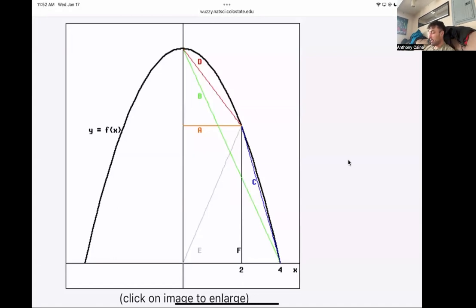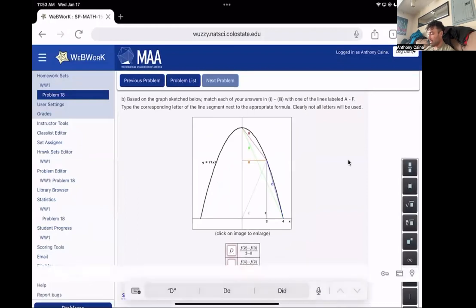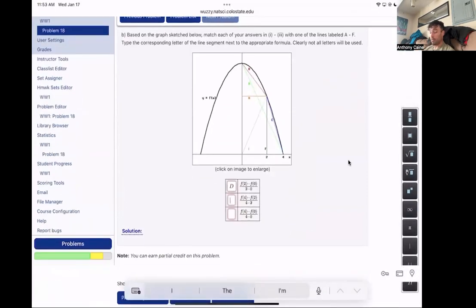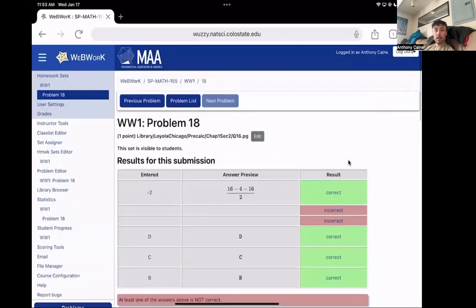Okay. So this is D. Similarly, let's touch the curve at 2 and 4, and that looks like it's C. And let's touch the curve at 4 and 0, and that looks like it's B. All right. There you go.